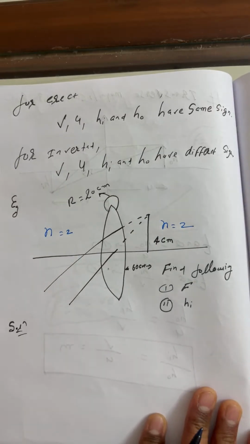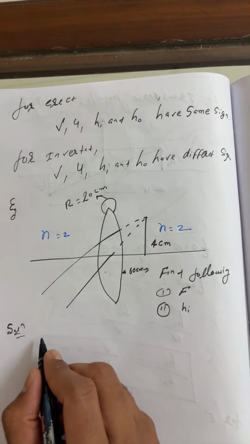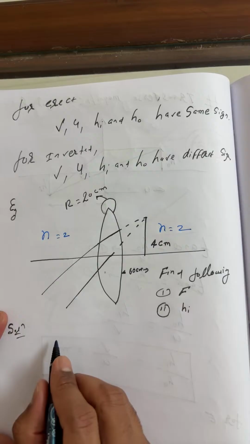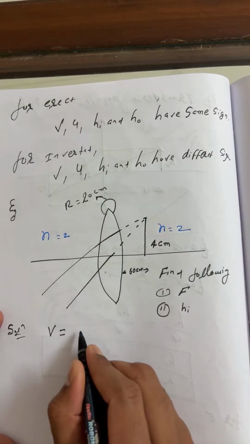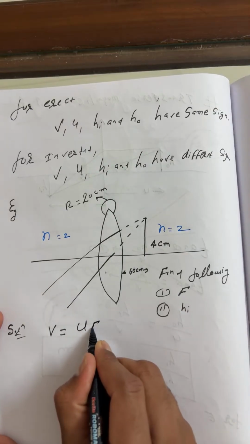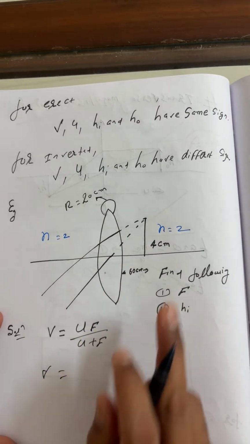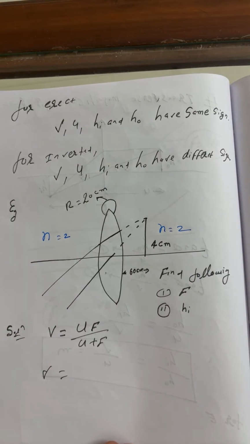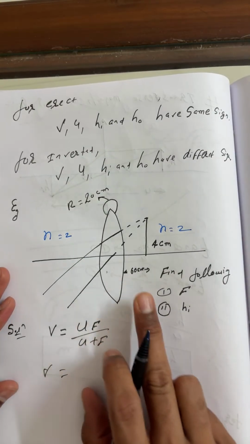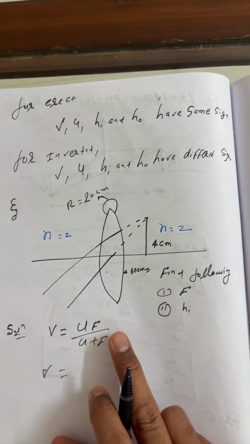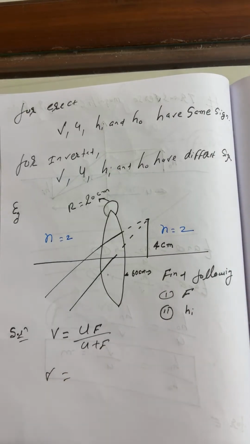So for the solution, I hope all of you remember the formula which I gave in mirror, but that formula is in reverse order here. To find the focus you can simply apply U into F upon U plus F. It's a virtual object, so U you can take as positive only. But because here I gave you the radius, you can't use this formula directly to get the focus.